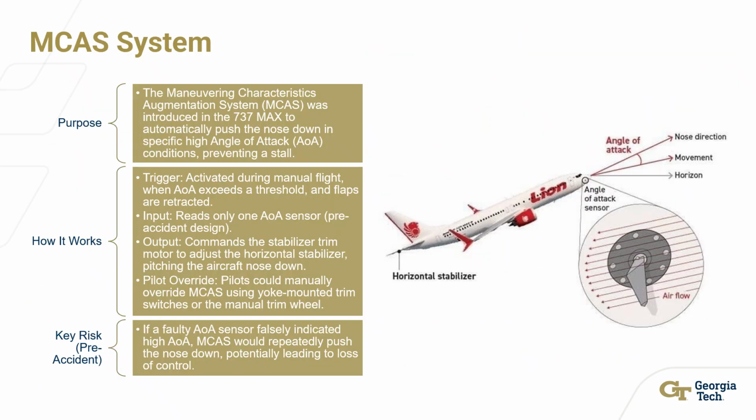MCAS was introduced to the 737 MAX to enhance pitch stability in a certain flight condition. Unfortunately, the system relied on an input from a single angle of attack sensor, making it prone to erroneous activation. The single point failure led to the tragic Lion Air and Ethiopian Airlines crashes, where the MCAS repeatedly forced the aircraft nose down despite the pilot input.